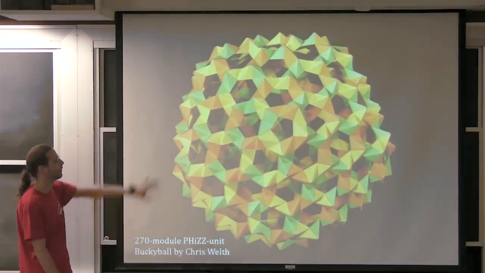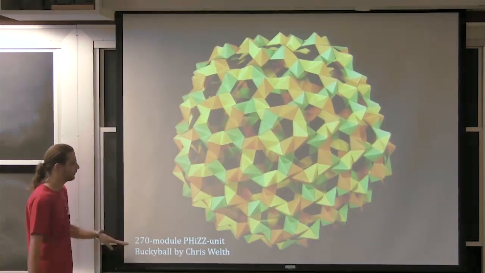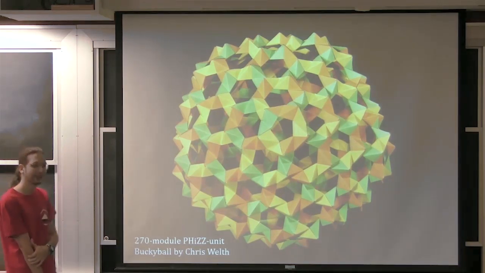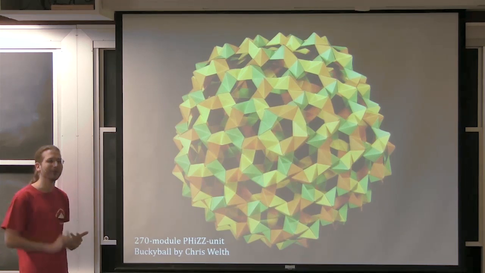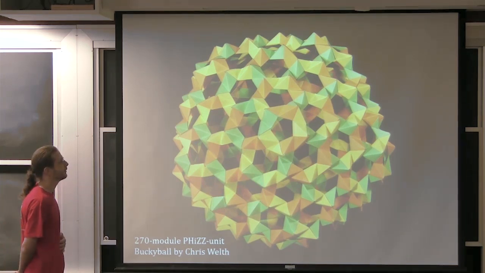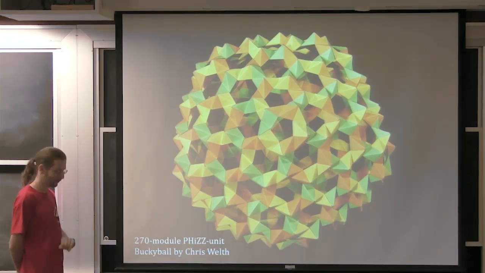Here's a big example of a fizz unit construction. So this is 270 units. Take a long time to fold, probably. And even more time to weave them together. That's usually putting the last piece in is the hardest.